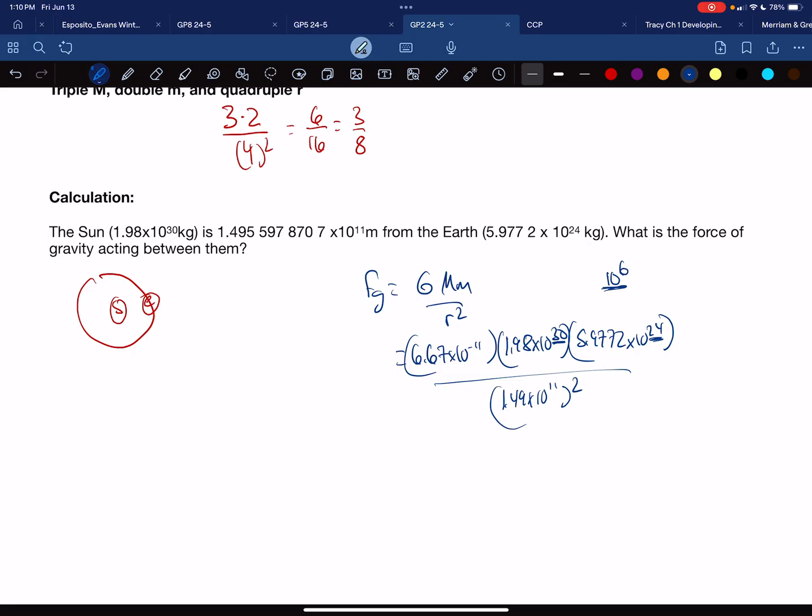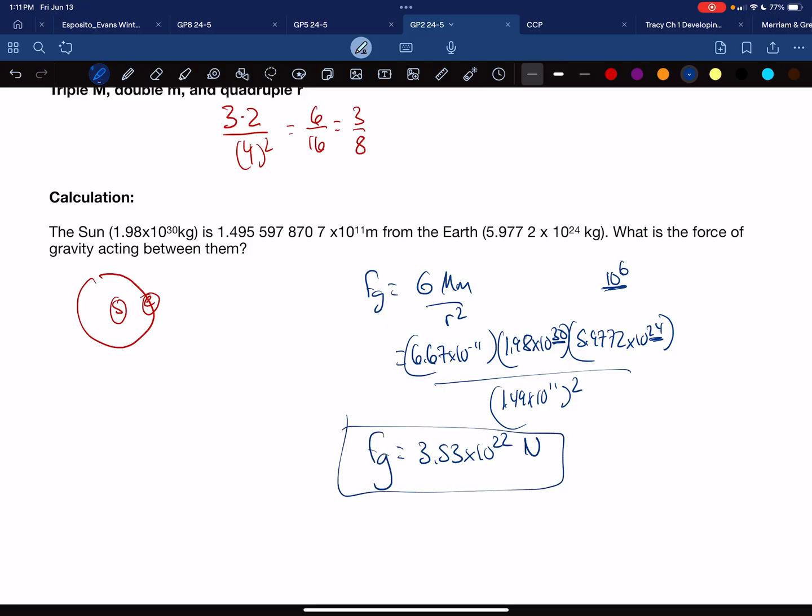So we put that in. We use our gravitational constant times 1.98 times 10 to the 30th times 5.9772 times 10 to the 24th divided by 1.495 times 10 to the 11th squared. And we get 3.53 times 10 to the 22nd newtons. That's the force of gravity. That's how big it is.